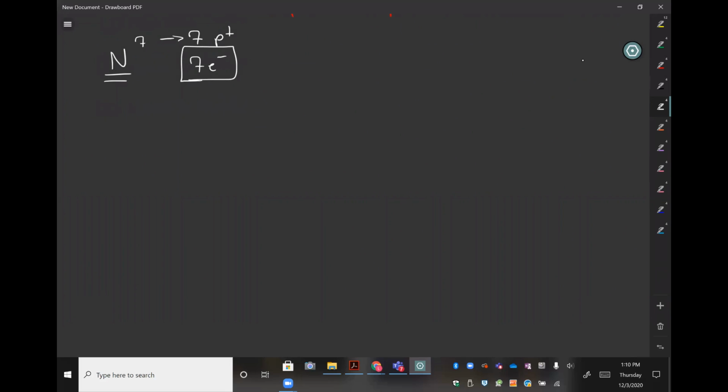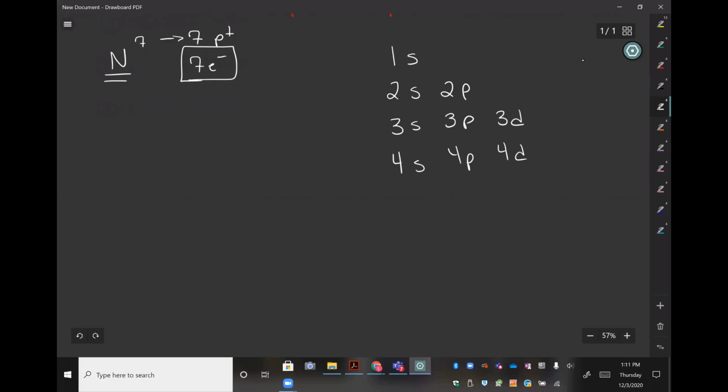So, remembering our memory diagram from class, in the first energy level, we have an s orbital. In the second energy level, we have an s and we have a p. In the third energy level, we have an s, a p, and a d orbital. The fourth energy level, we have an s, a p, a d, and an f orbital, so on and so on. Oh, I'm sorry. That would be a 5p, 5d, 5f, so on and so on.